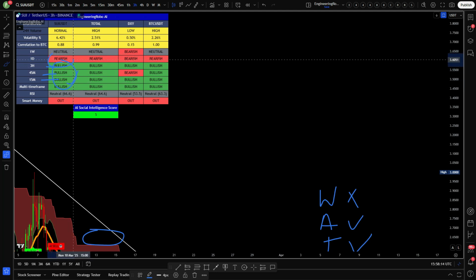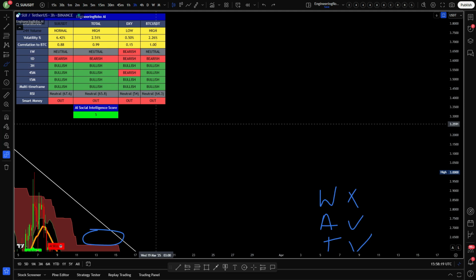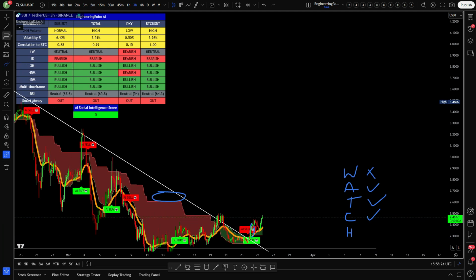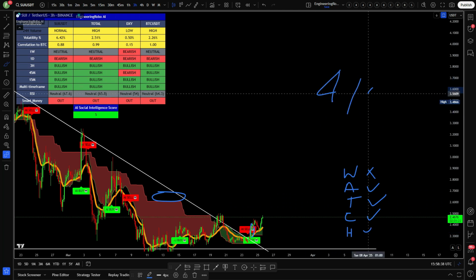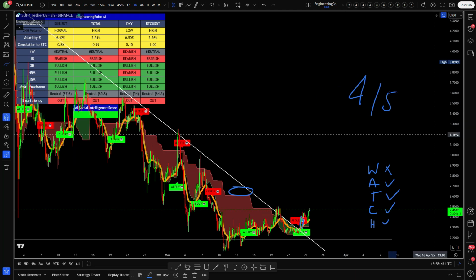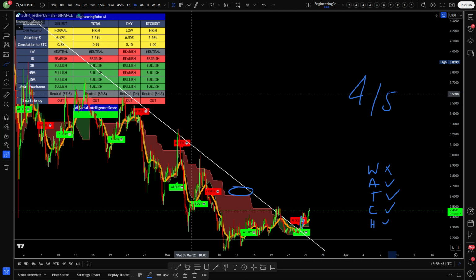Could it be that the daily is the last one to flip bullish, and then for SUI to really take off in terms of matching our all-time highs? Potentially, yes. So we've got a high intelligence score. Looking just at the acronym, we have got 4 out of 5 conditions for us to be true. Could we be smarter than smart money by using EngineeringRobo AI to get in on this trade?